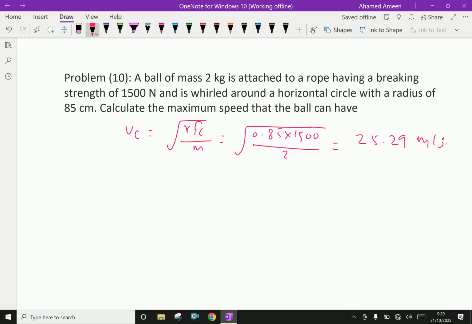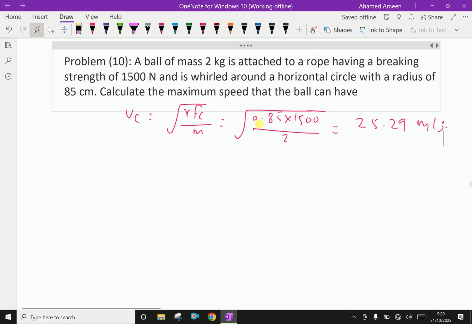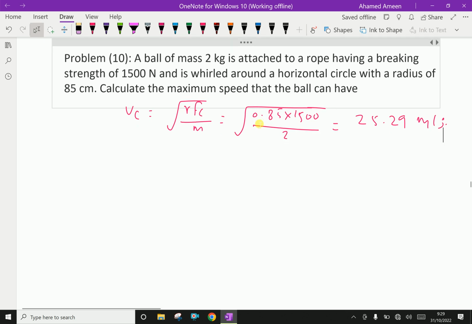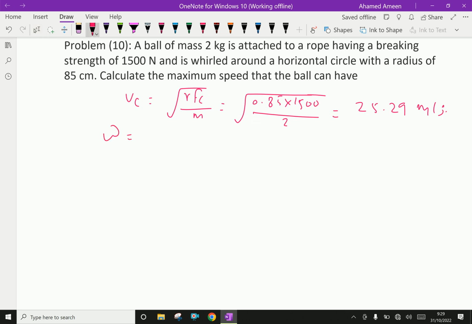25.29 meter per second. Then we need omega equal to V by R. Angular speed omega equals V by R, 25.29 over radius 0.85, which equals 25.29 divided by 0.85, equal to 29.75 radian per second.